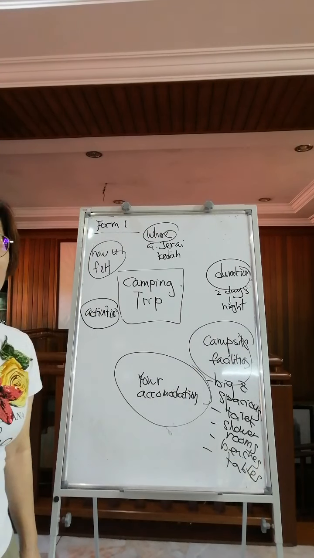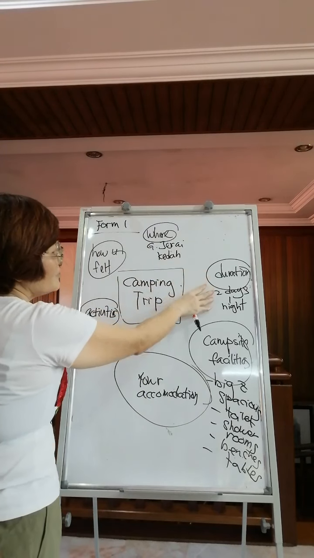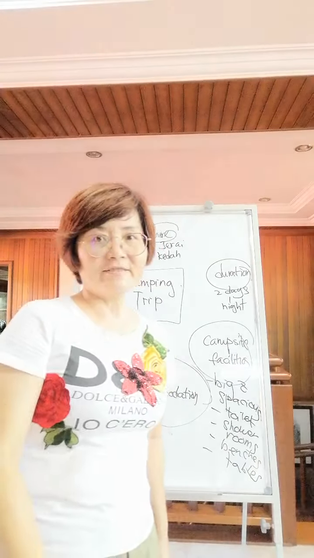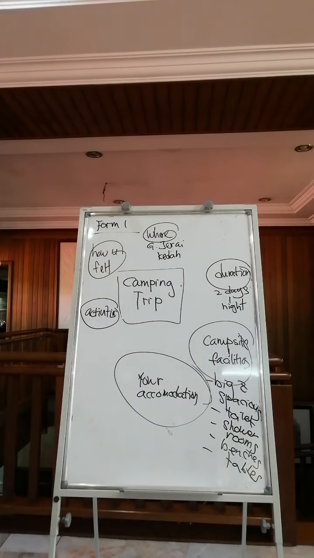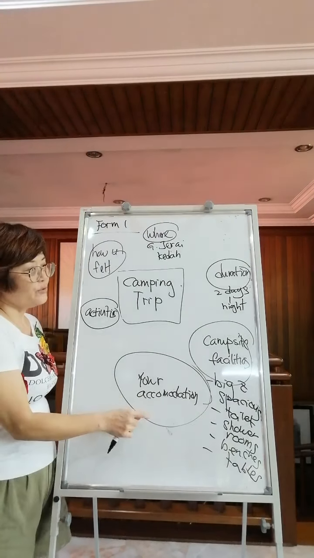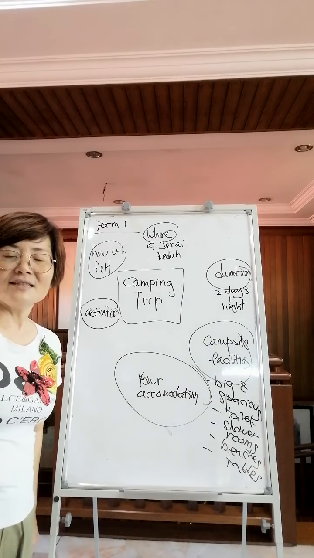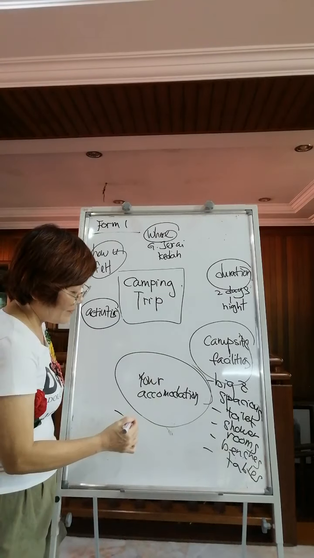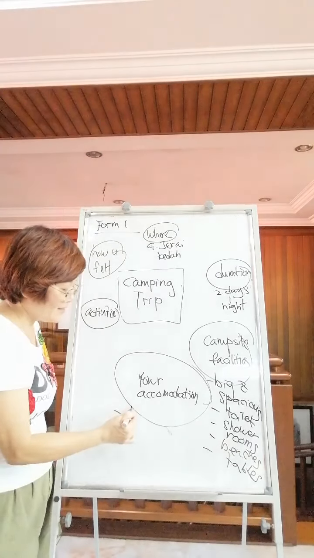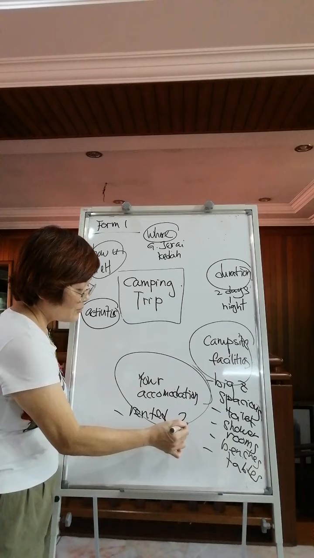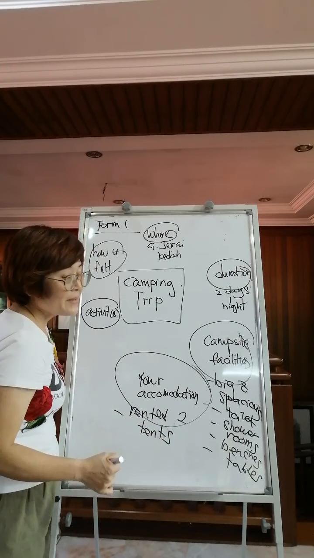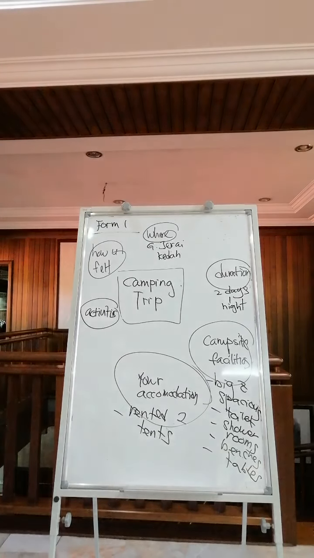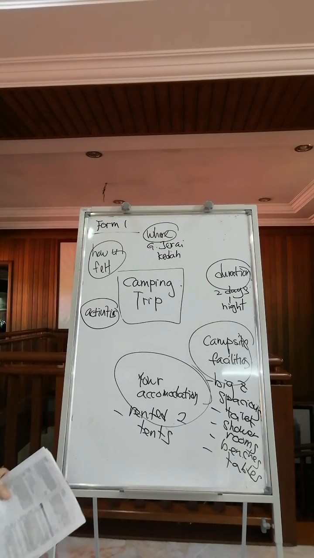Then after you talk about this one, where, duration, campsite facilities, this one we can put in one paragraph. Or if you don't want, you can put in two paragraphs also. Your accommodation, where did you stay? Because it is camping, you can say that you stay in the tent. Because you went with your parents, you can say that you rented two tents. One is for your daddy and mommy, and one is for you and your siblings, 就是你的哥哥妹妹弟弟 or whatever. You can mention that.